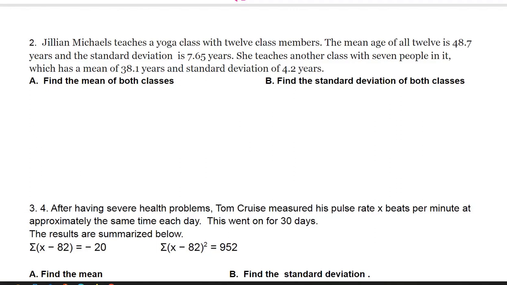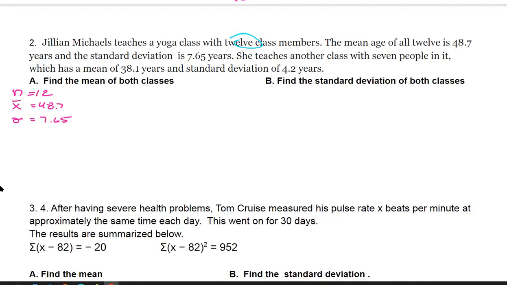So in this problem, it says that we've got Jillian Michaels teaching a yoga class, and there are 12 class members. And so what I'm going to do is start pulling this data down out of the paragraph so I can access it very easily. All right, so that means there's 12 pieces of data, and they're telling me right up front that the mean is equal to 48.7, and they're also telling me its standard deviation. Standard deviation is equal to 7.65.